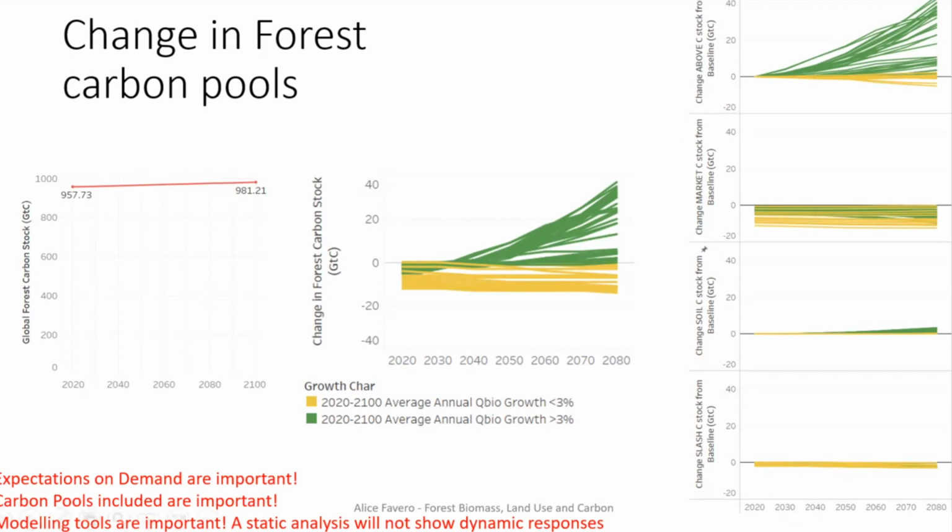And if you want to explore why this is happening, the decomposition of carbon pools is on this side. So you have above ground carbon stored in forest products, the market carbon, so carbon stored in market products, soil carbon slightly increasing, and then slash carbon is actually declining because we are collecting residues to meet the demand. So this snapshot, Alice, yes.